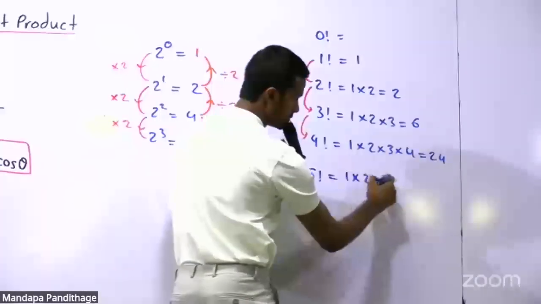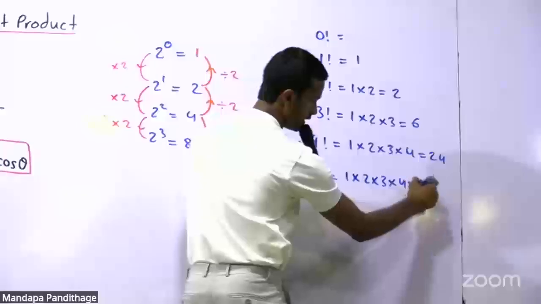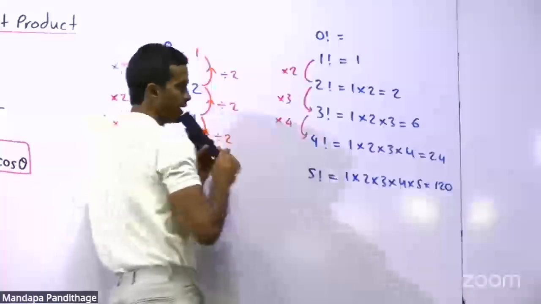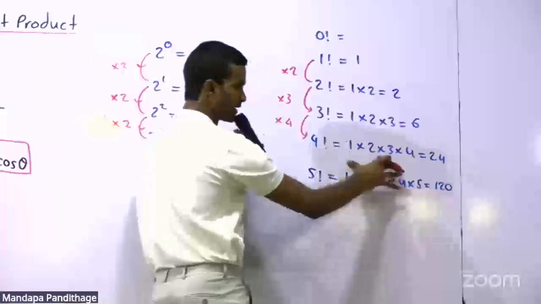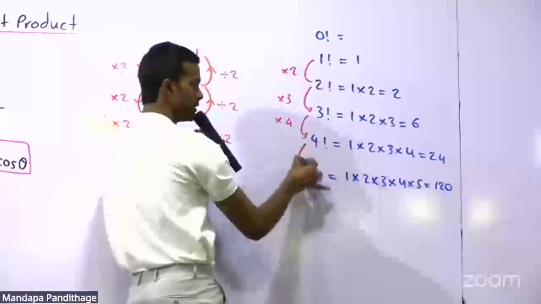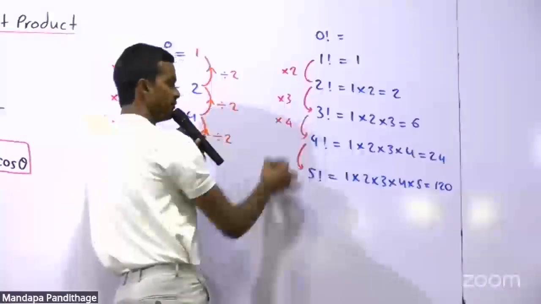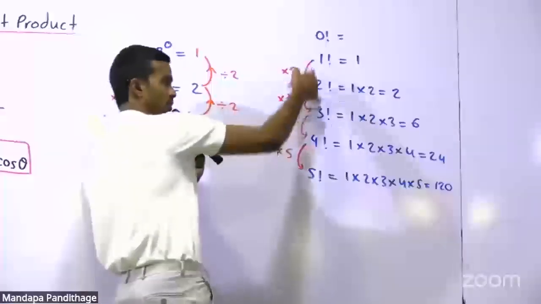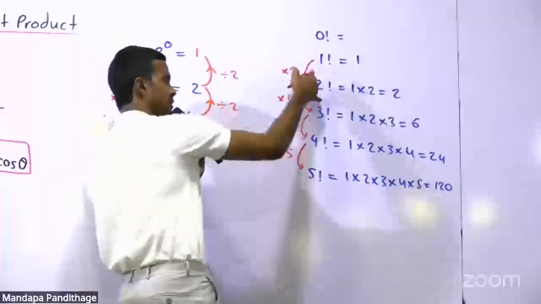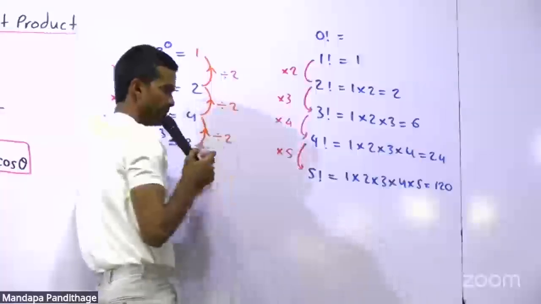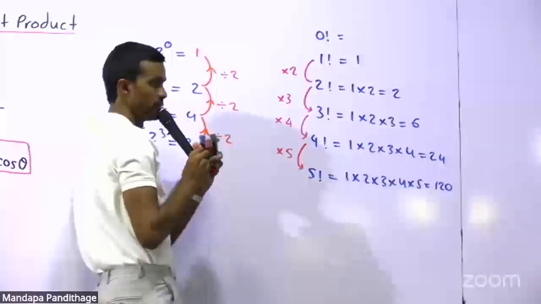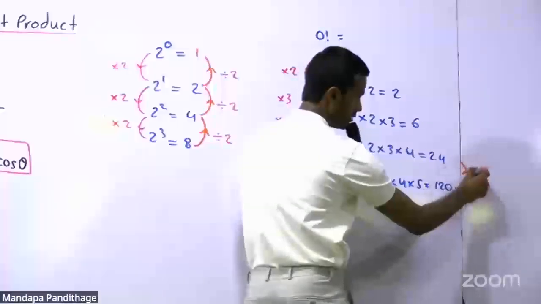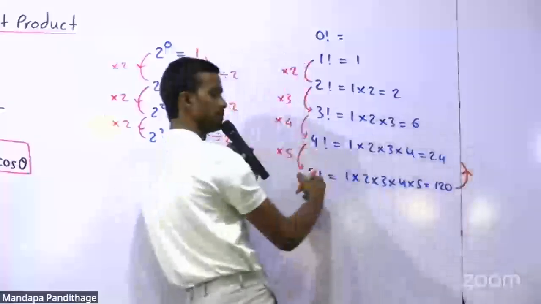It's 1, 2, 3, 4, 5, which is 120. So up to factorial 4, we have these 4. To get this one from here, what can we do? We can multiply by 5. So for coming down from here to here, how do we get this? Multiply by 2, 3, 4, 5. Then it is clear when we go in reverse, go back. To get 120 and it becomes 24, multiply by 5.